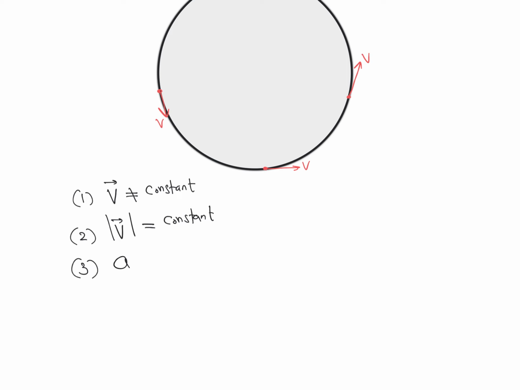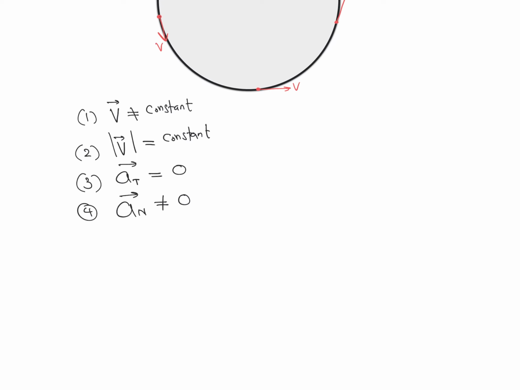As in uniform circular motion, the magnitude of velocity is not changing, so we can say that this tangential acceleration is 0. But if you are talking about the normal acceleration, over here this normal acceleration is not equal to 0, as the direction of velocity is changing. It is having some normal acceleration or centripetal acceleration.